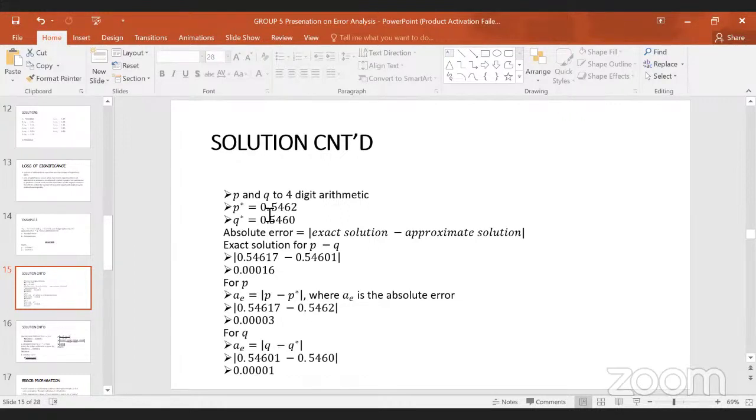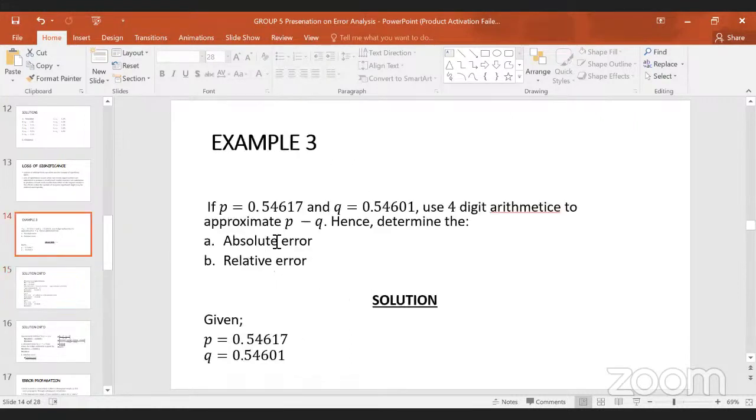To get our absolute error, don't forget that we have to subtract the approximate solution from the exact solution. And to evaluate P minus Q, we have to find the absolute value of P minus Q, which is what is done here, and we have the value for our exact solution. In this case, the question we are posed with is P minus Q, which means initially we have to subtract this from this, so that we'll be able to get the exact solution of subtracting Q from P.